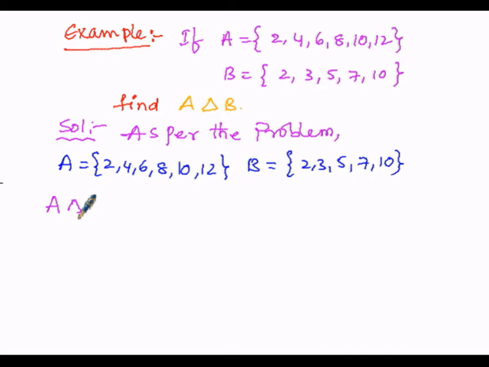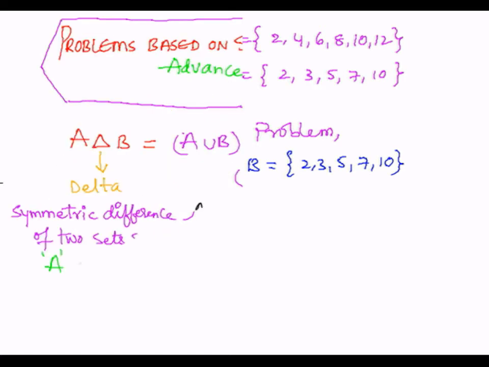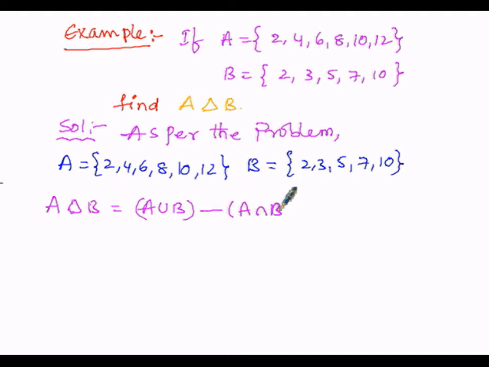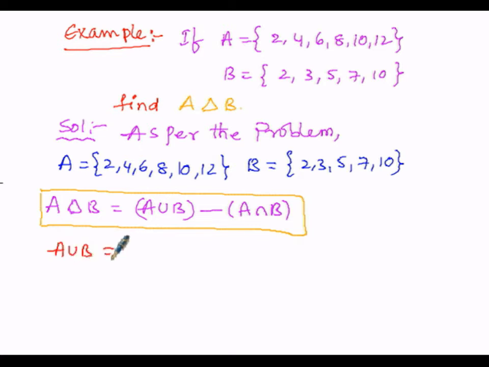In order to find A delta B, that is A union B minus A intersection B, by utilizing this formula we are going to find the symmetric difference of the two sets A and B. First of all we are going to find the first bracket, A union B. Set A elements are 2, 4, 6, 8, 10 and 12, and the union with set B, whose elements are 2, 3, 5, 7 and 10.